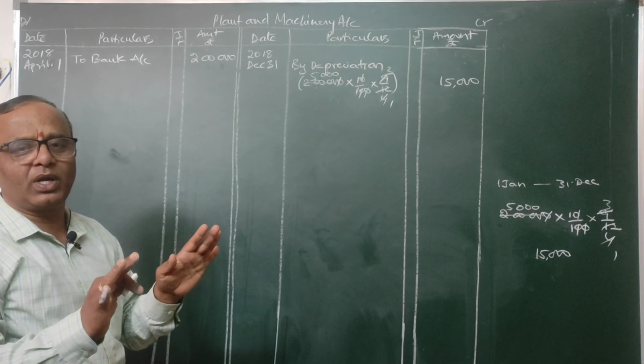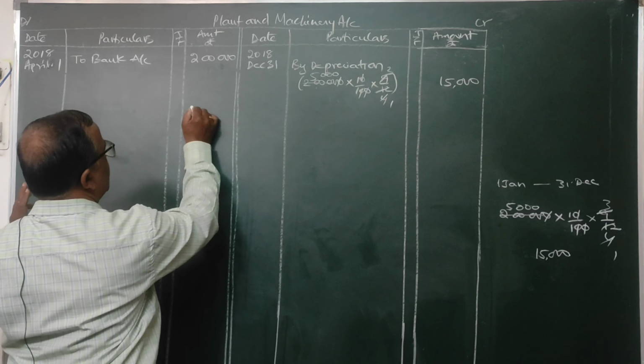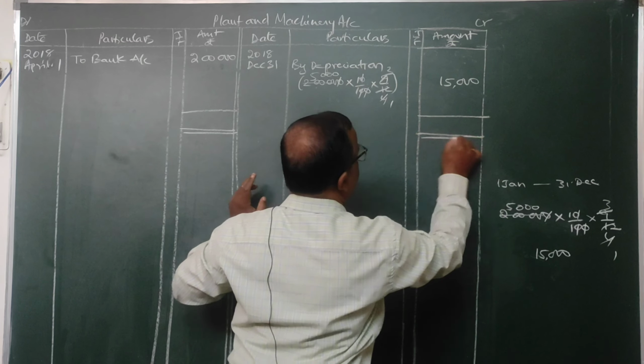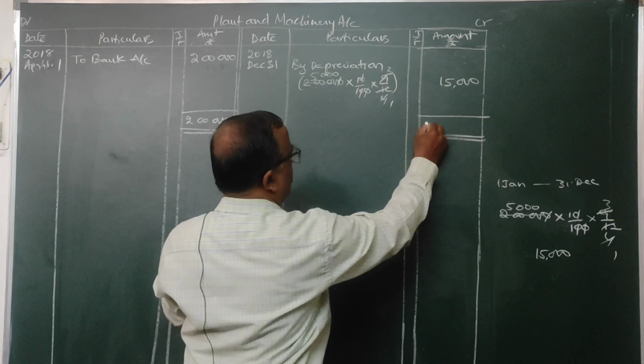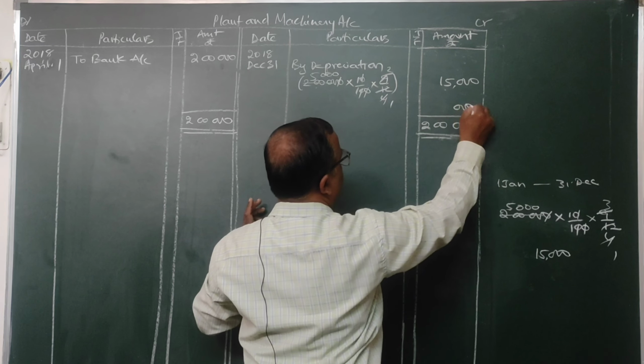So when the year is completed, we will be balancing all the ledger accounts. Similarly, we will be balancing this plant and machinery account. If you balance it, how much will it be? 2 lakhs. Now from this 2 lakhs, you subtract 15,000. How much will it be?